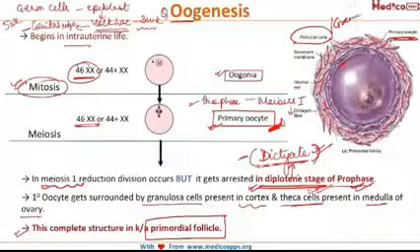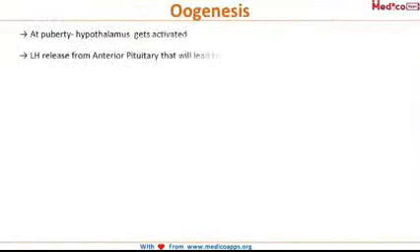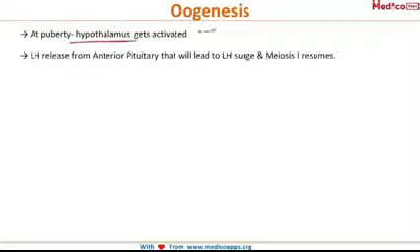And outside that you find a layer of stromal cells, and these stromal cells form the theca cells. And this entire structure is called a primordial follicle. So this remains as such till before ovulation. Now at puberty what happens? The hypothalamus gets activated, and it secretes GnRH impulses, gonadotropin releasing hormone, and this acts on the anterior pituitary to release LH and FSH.